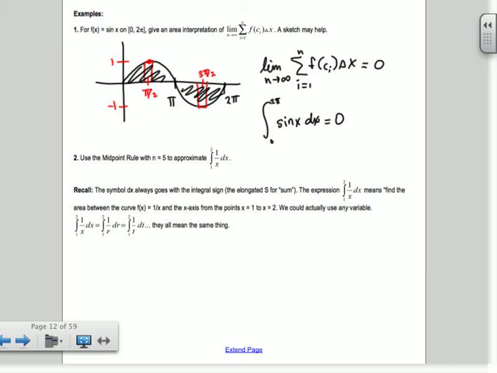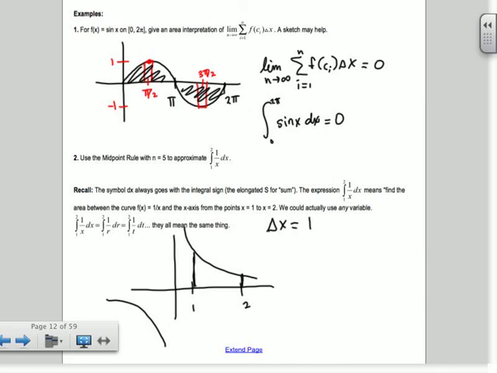Okay, so what this means, here's what 1 over x looks like. Yes, part of it does go below the x-axis, but not the part that we're worried about, right? It's going from 1 to 2. Okay, we want 5 rectangles in there. So the width of my rectangles, delta x, is always b minus a over n. It's saying your whole interval is 2 minus 1. It's a length of 1, and you're going to divide it into n pieces. So in our case, n is 5.